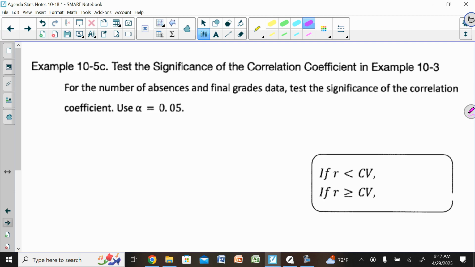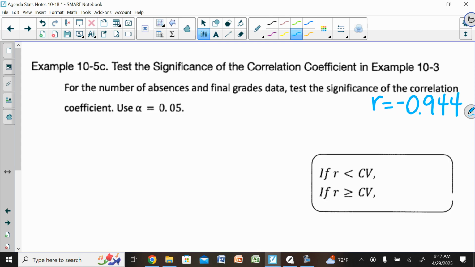So let's test the significance of our correlation coefficient from example 10.3. That was in section 10.1a for the number of absences in final grades. So we made the scatter plot. We felt like there was definitely a correlation, fairly strong. We found r, and I think that r was equal to negative 0.944. And that's where we ended 10.1a. So now we're going to see, is that a significant relationship?